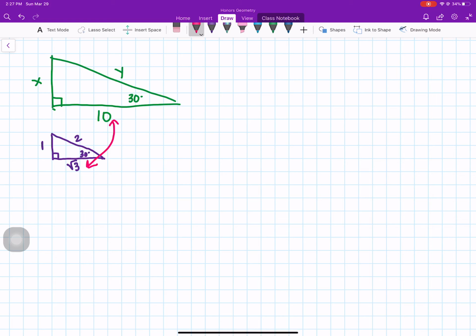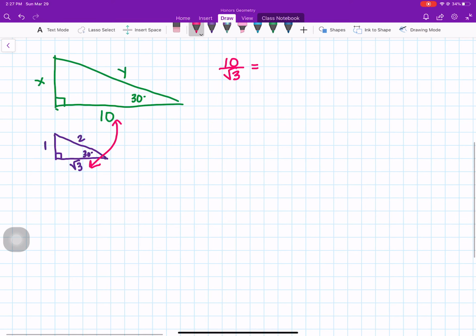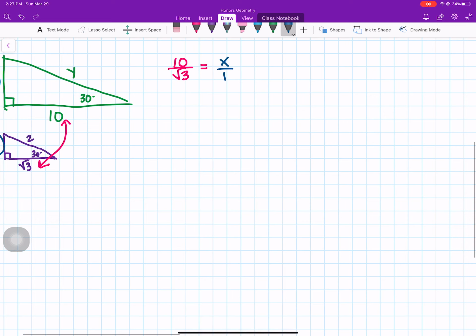So again, first find the pair that match up. This time we have the long side. Remember, the long side is always opposite your 60. So 10 and root 3 match up. So 10 over root 3 equals x over 1. Those would be the long sides. So this is going to be one proportion that you solve.